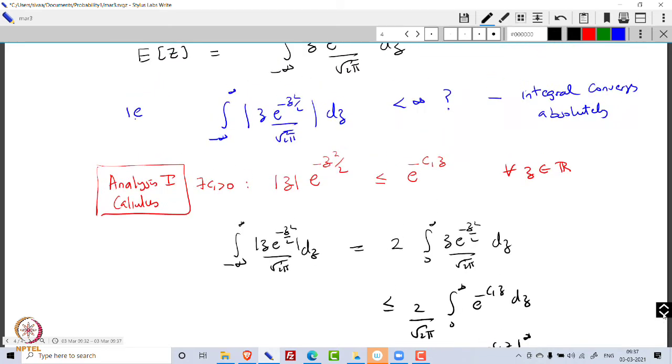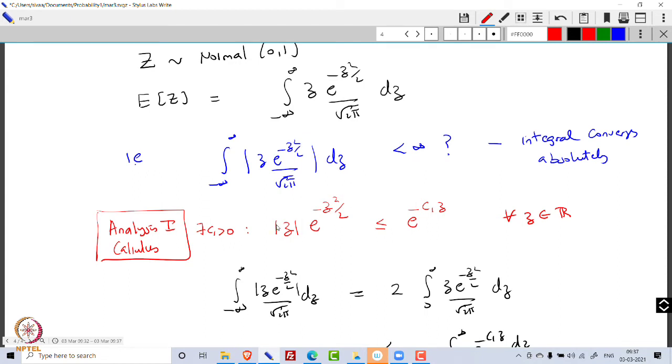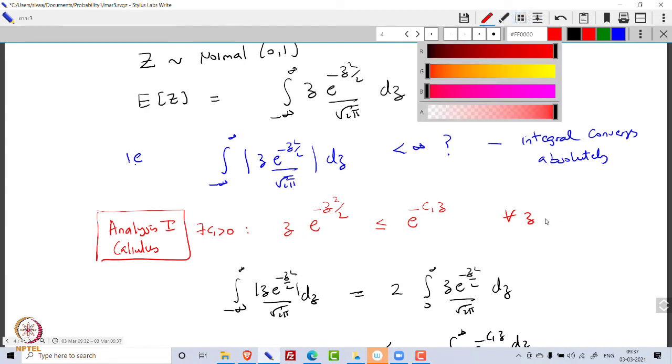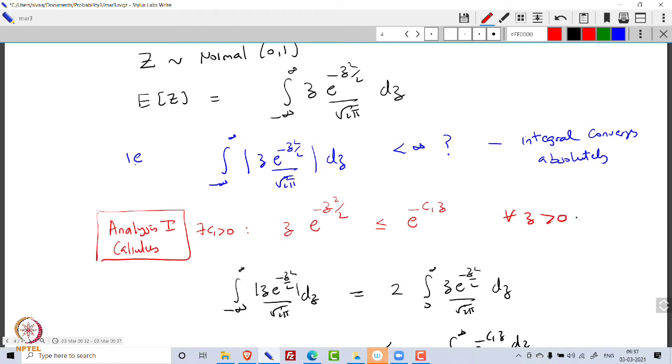I'll just rearrange this and say it holds for all Z positive. This is the absolute value, that's all I'm using it for. So this is true for all Z positive. Very good.